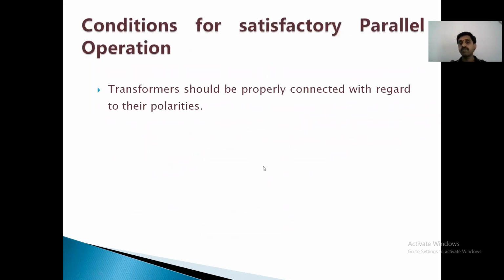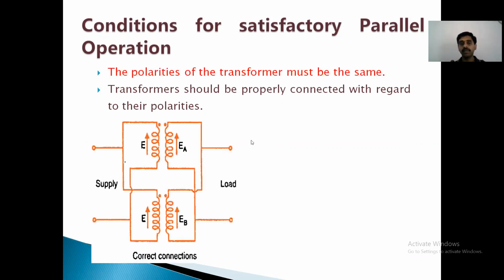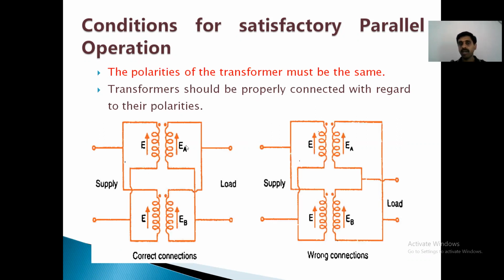Conditions we have already seen. Properly connected with regard to polarity. Polarity of the transformers must be same. So this is what we have seen. Polarities means, you see, this is the correct connection. Here at the dot, here at the dot, the current enters at the top. Therefore, they are connected properly. Here also, dot convention is there. So it is connected like this. Parallel connection means like this.